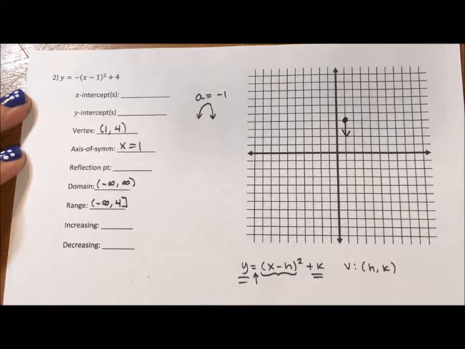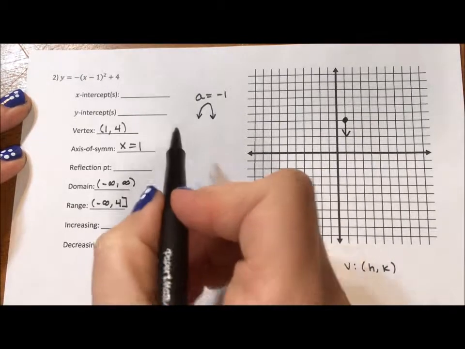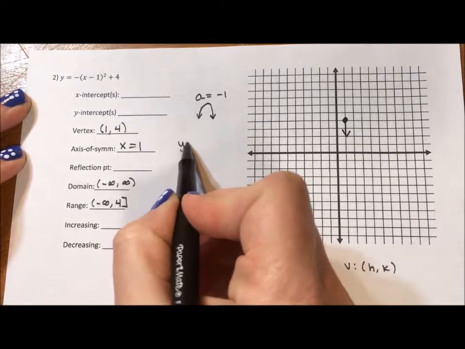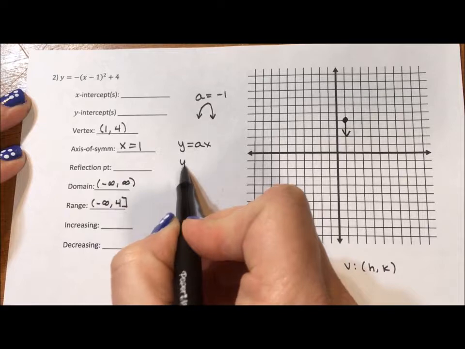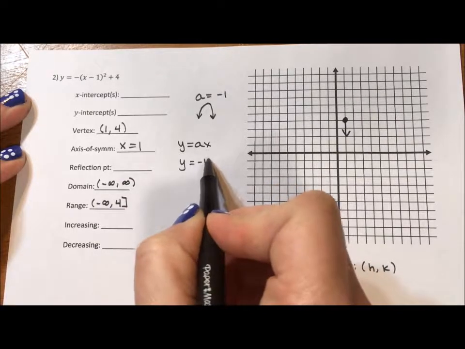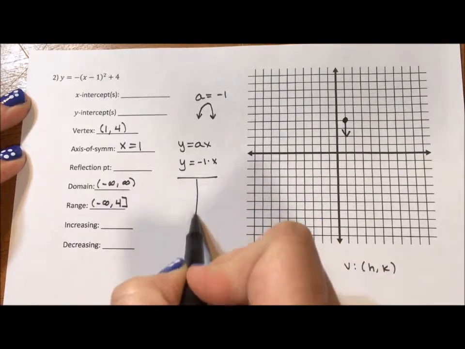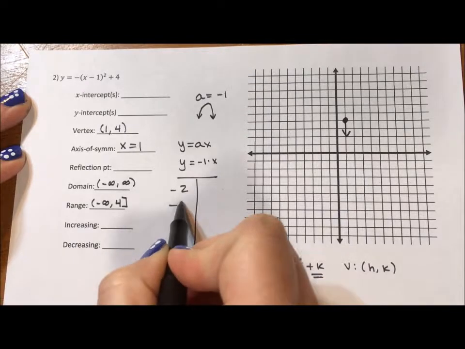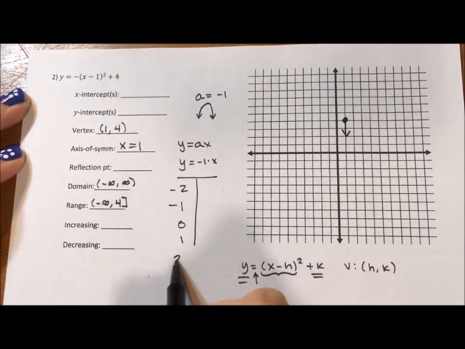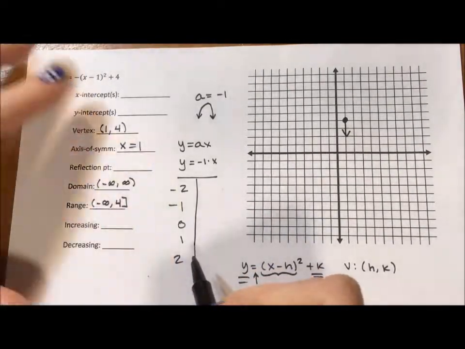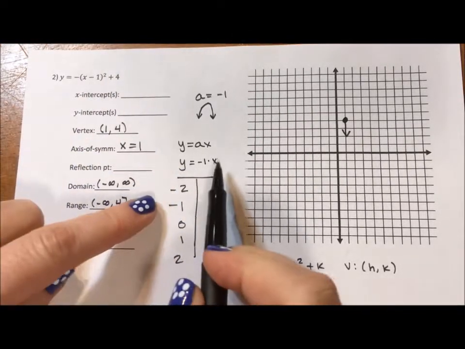Now, there are two ways to graph. The first way that I'm going to do with this one is I'm going to take a generic y equals a x squared, y equals negative 1 times x squared, and then I'm going to do a table of values: negative 2, negative 1, 0, 1, 2. Let's see. And not this equation, this equation.